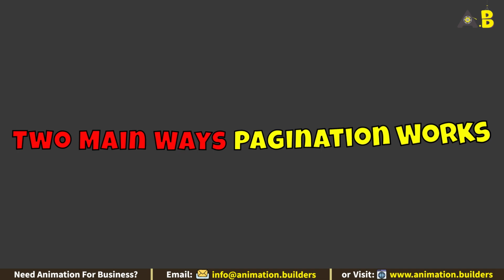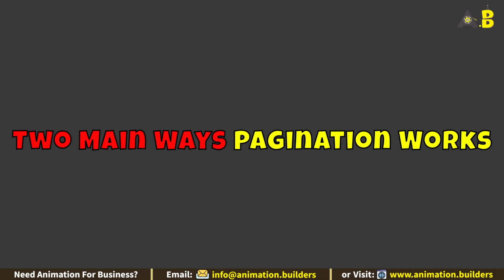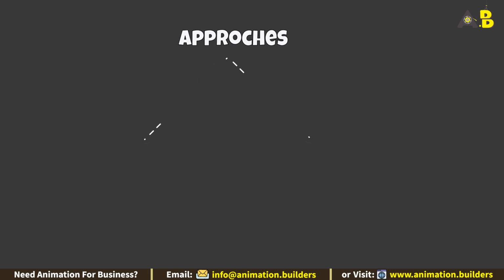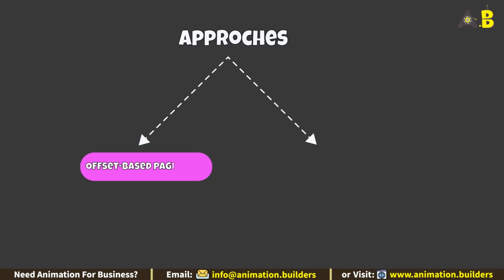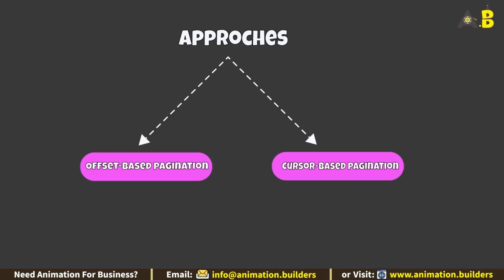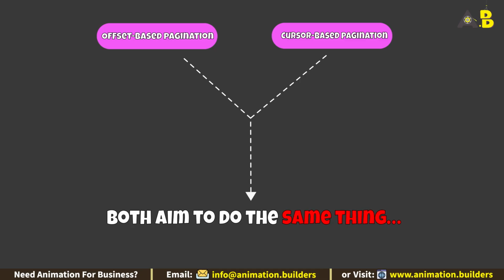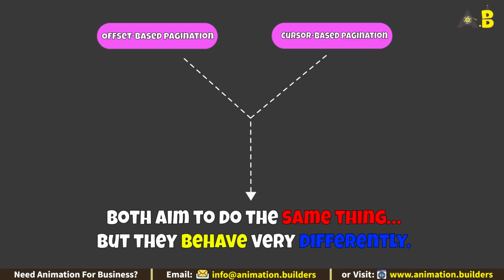Two main ways pagination works. There are two major approaches developers use: offset-based pagination and cursor-based pagination. Both aim to do the same thing, but they behave very differently.